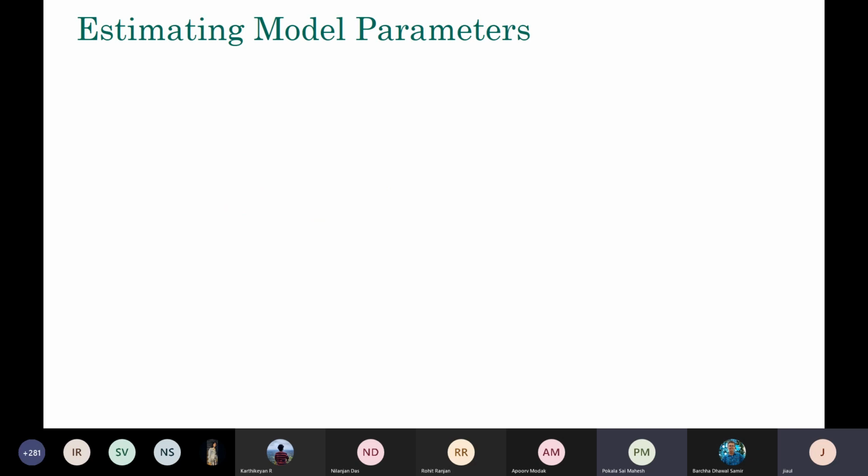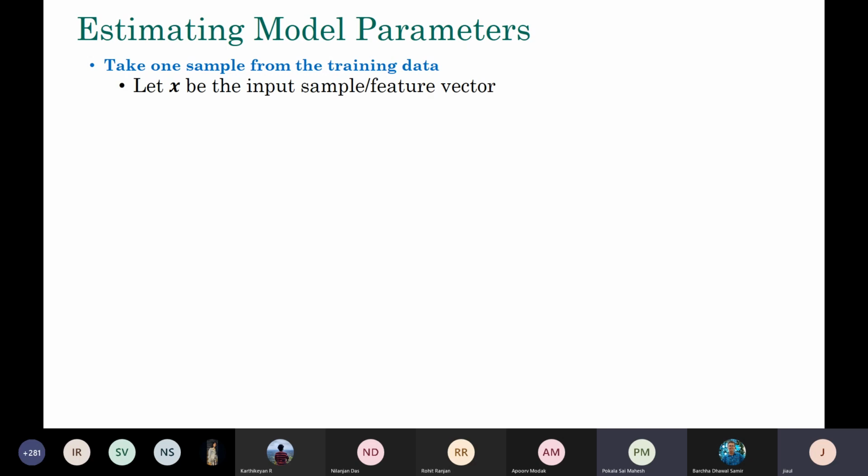Now how do we estimate the model parameters? What is the approach that we can follow? Take for example one sample from the training data. Let x be the input sample, the feature vector, and y be its class label, because you are dealing with supervised learning, so you have both x and y available to you.